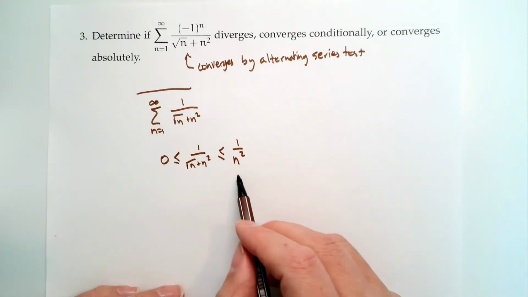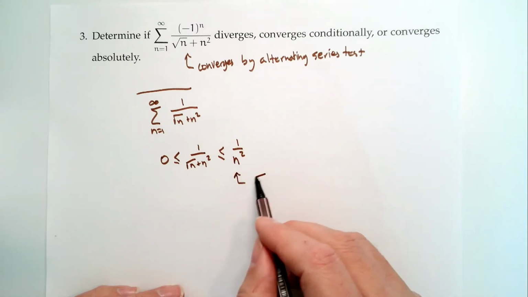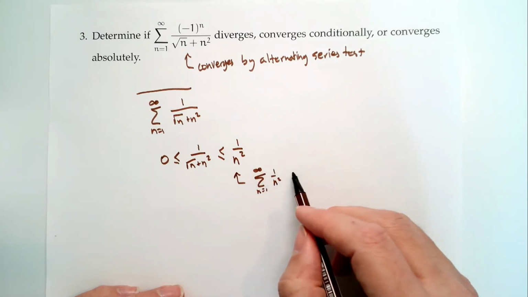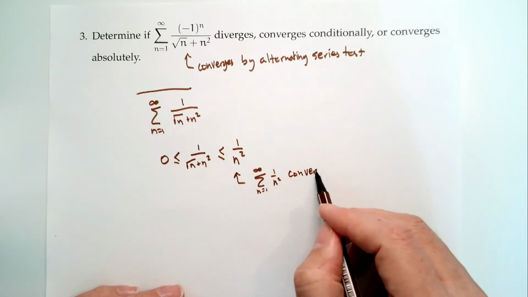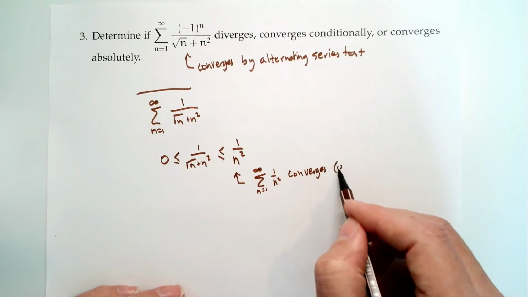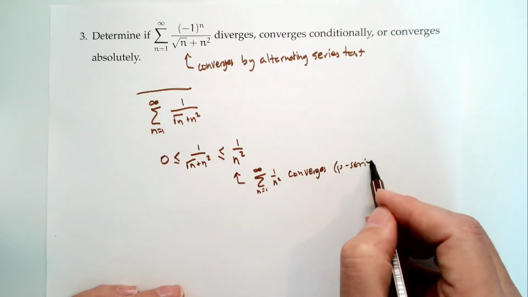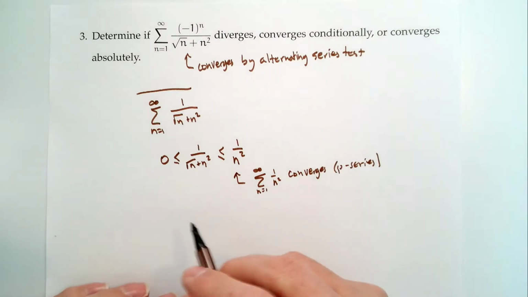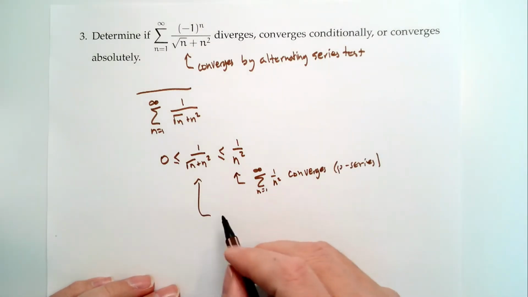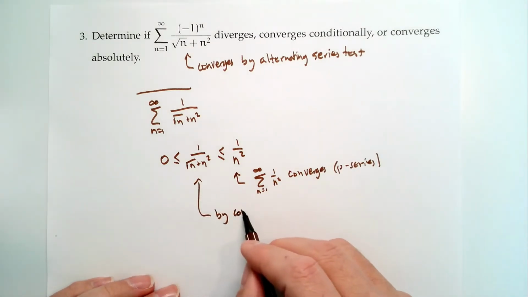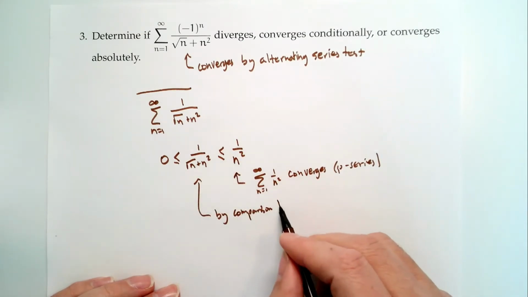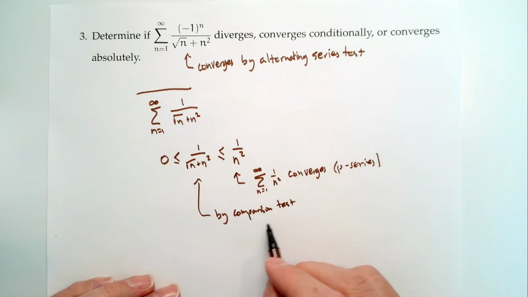Now, this part, we have that the sum from 1 to infinity of 1 over n squared converges, and the reasoning is p-series. So we want to make sure we understand why things are true. We don't want to just say, well, it looks like it's good to me. We want to justify. And therefore, by comparison test, since we know something bigger than it converges, then the smaller thing converges.